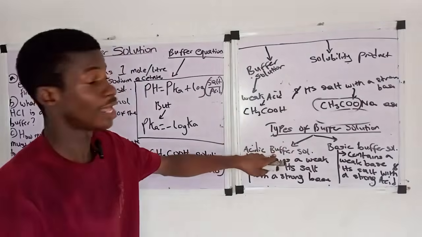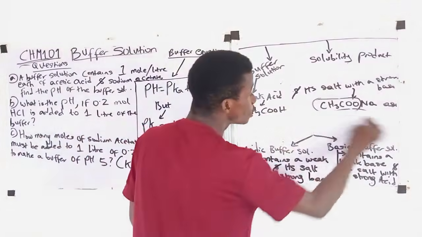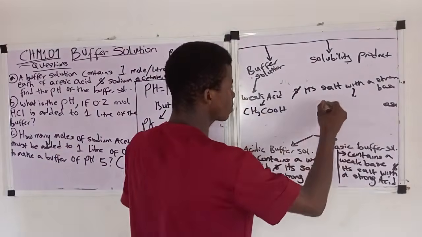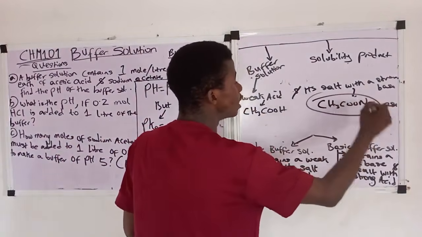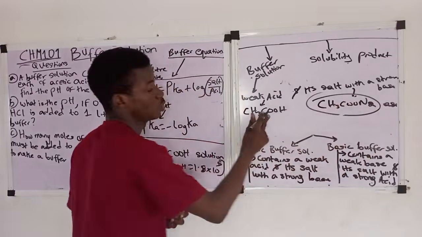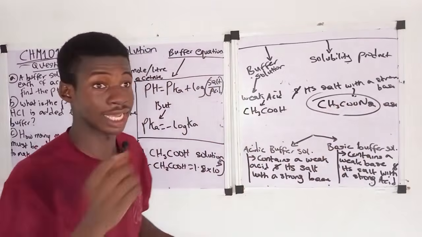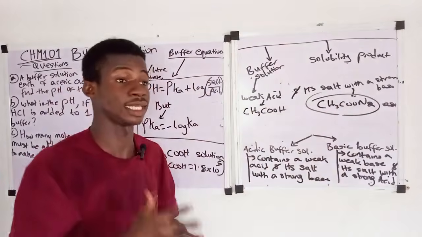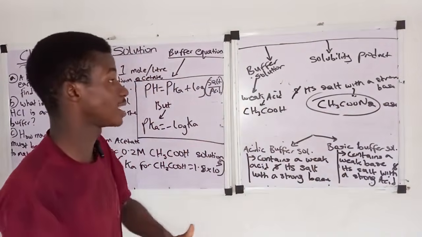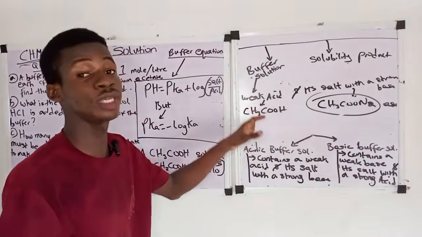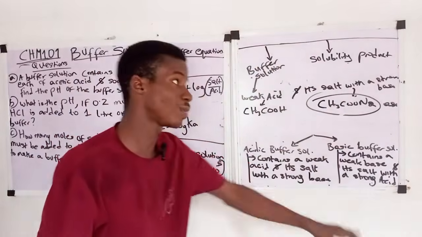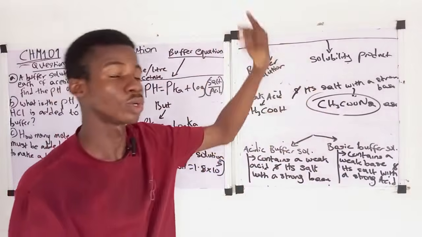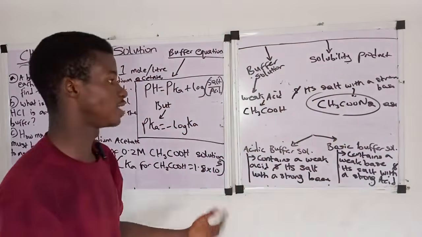So that is an acidic buffer solution. Okay, so the salt of the weak acid is CH3COONa, right? Just take note, I will tell you guys more in our next class, but let me tell you now: a weak acid usually has a strong conjugate base, while a weak base has a strong conjugate acid. Okay, which is very important.